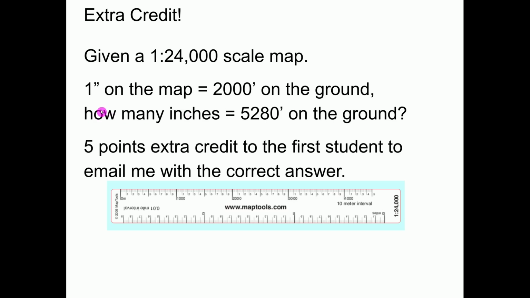I'd like the answer as a decimal. That would be swell. Decimal, I don't know, maybe to 3 decimal places. Depends on what the answer is. You do the rounding. 5 points extra credit to the first student to email me with the correct answer. How many inches on the map equal 5,280 feet on the ground given a 1 to 24,000 scale map?